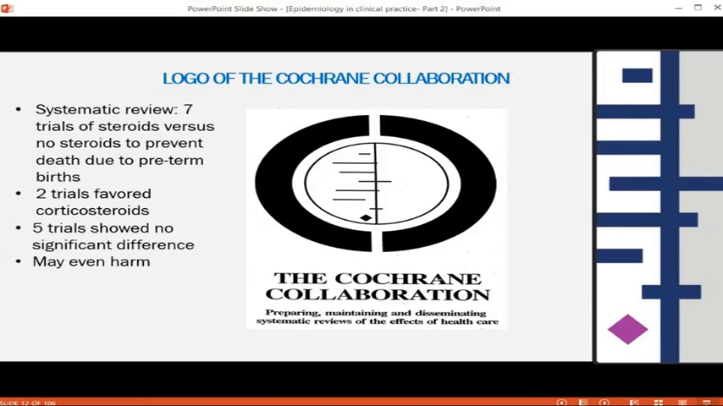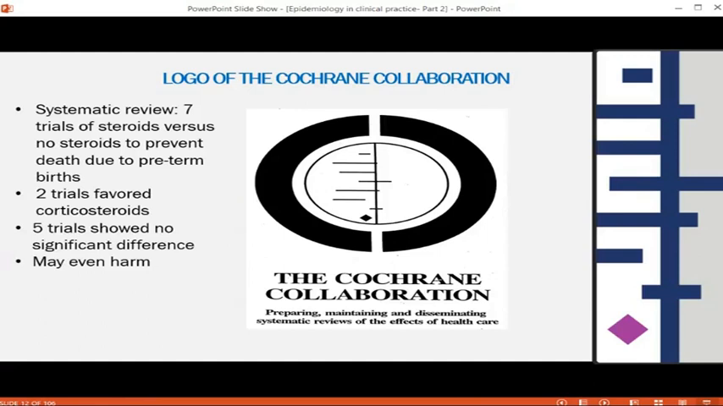One of them is a trial that we suggested that it might even harm. So now we have a problem. We've got 5 trials showing that it might not help or it might harm, and 2 saying it will help. How do you make a decision with that?